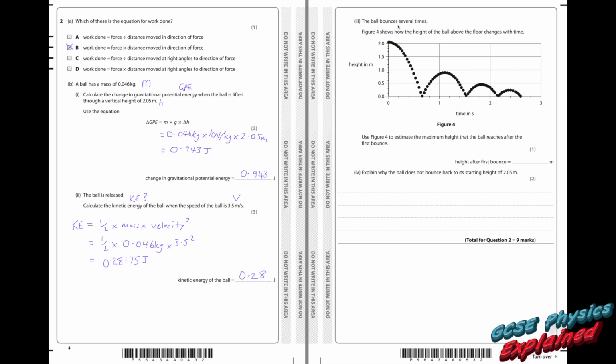Part 3. The ball bounces several times. Figure 4 shows how the height of the ball above the floor changes with time. Use figure 4 to estimate the maximum height that the ball reaches after the first bounce.